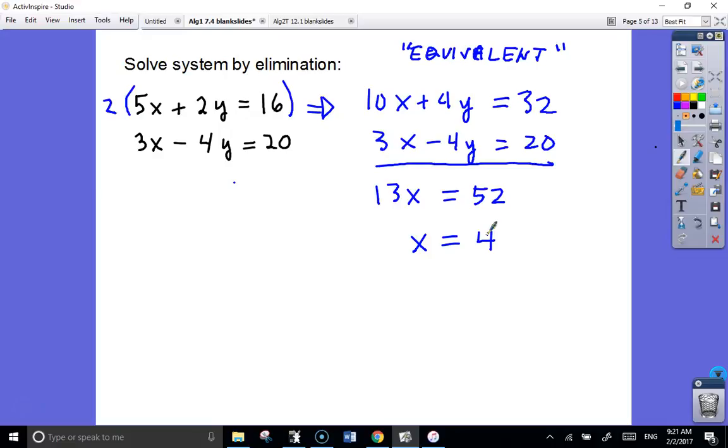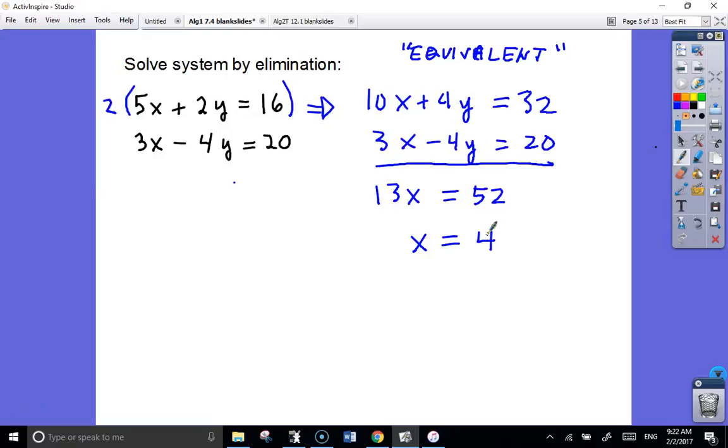Okay, so then, yeah. We're trying to get one of the variables so that when we add or subtract the equations, it'll cancel. In this case, it's just pretty obvious. It should have been a little bit obvious that it would be the y. Okay, now the question is, where do I go for the second variable? Do I go here or do I go here?